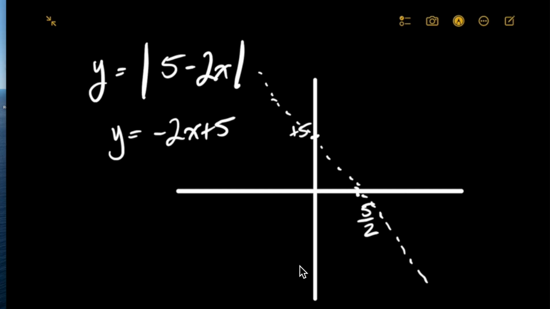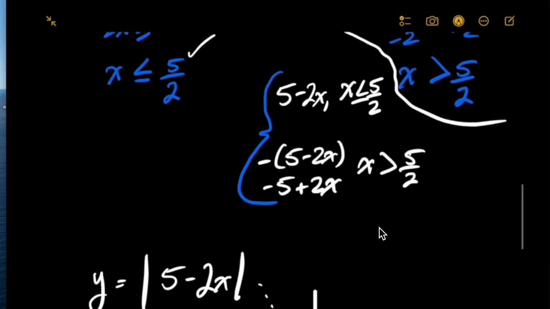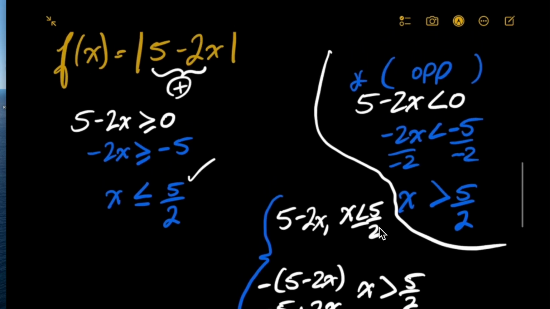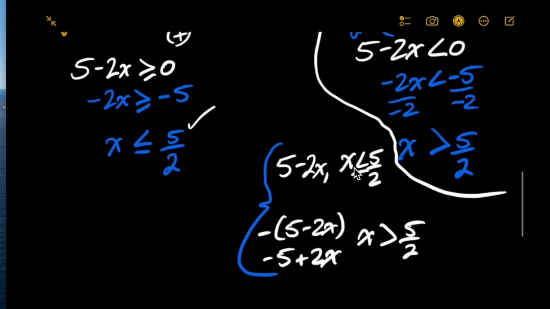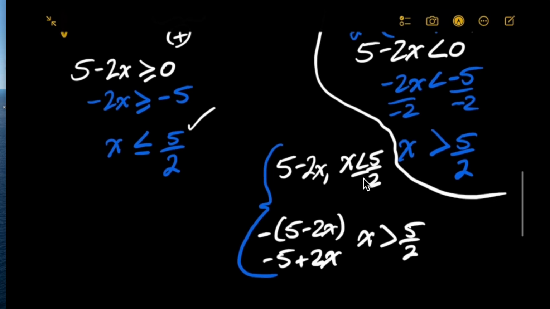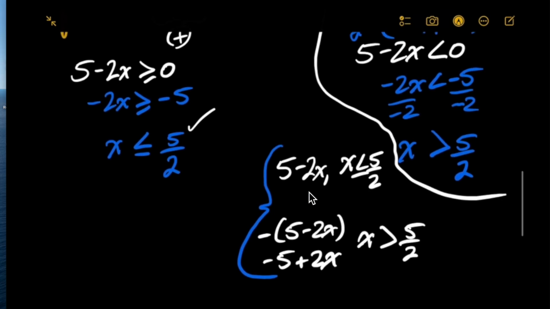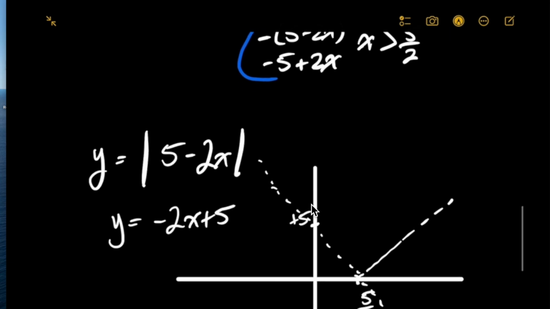But because of this absolute value sign, we would then take any negative portion of this line and reflect it over the x-axis and make it positive. So as we go back and look at our piecewise function, we see that when x is less than or equal to 5/2, we have the original line, and that fits our graph.